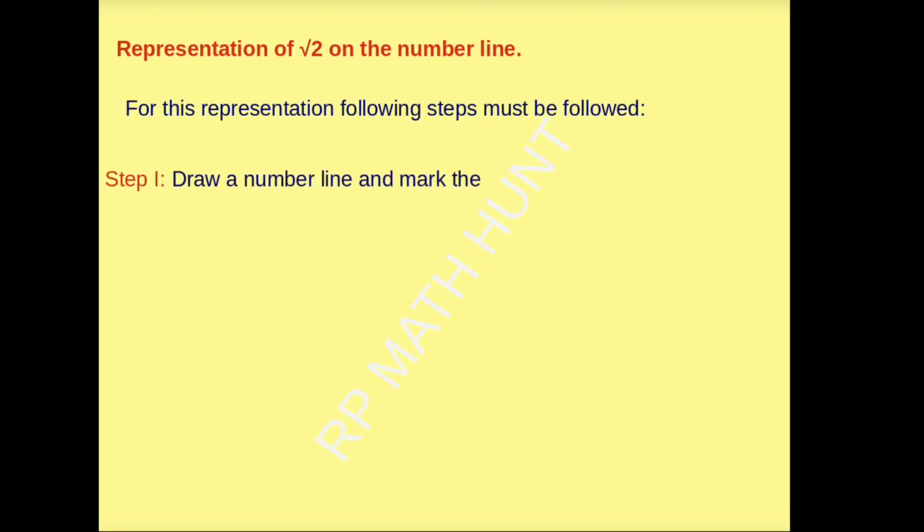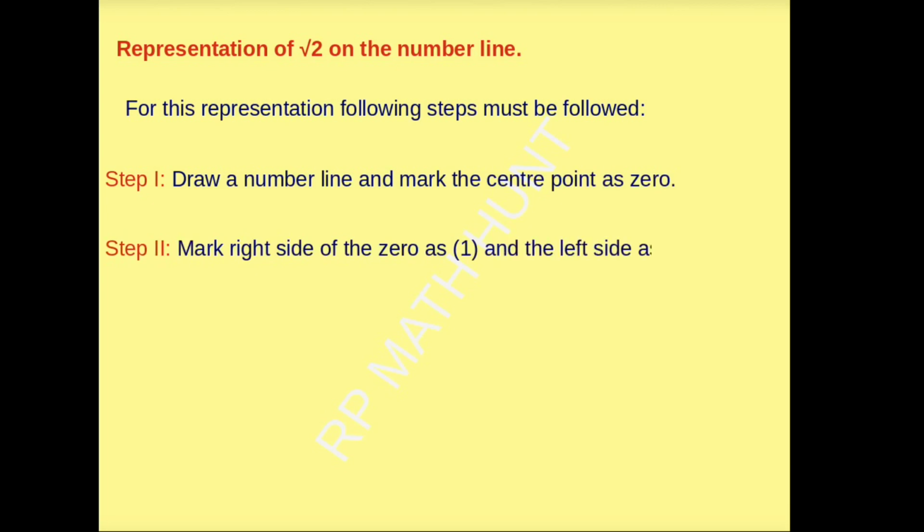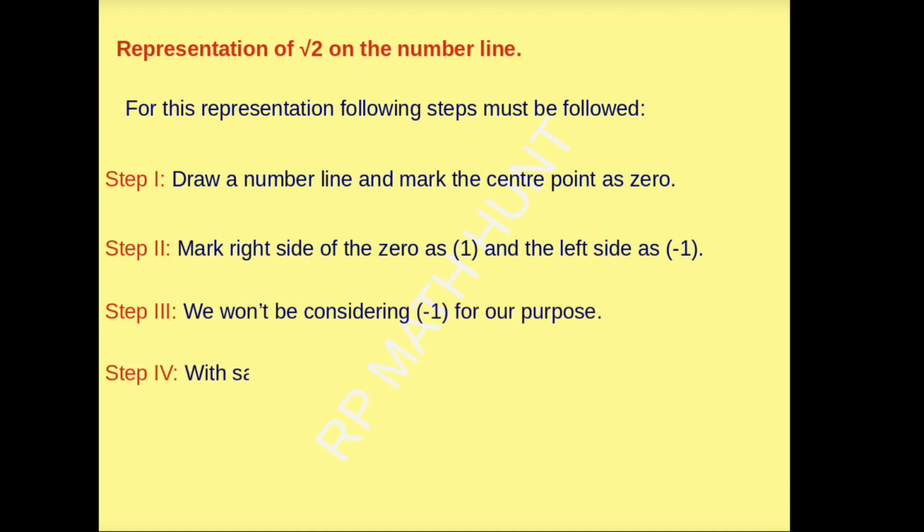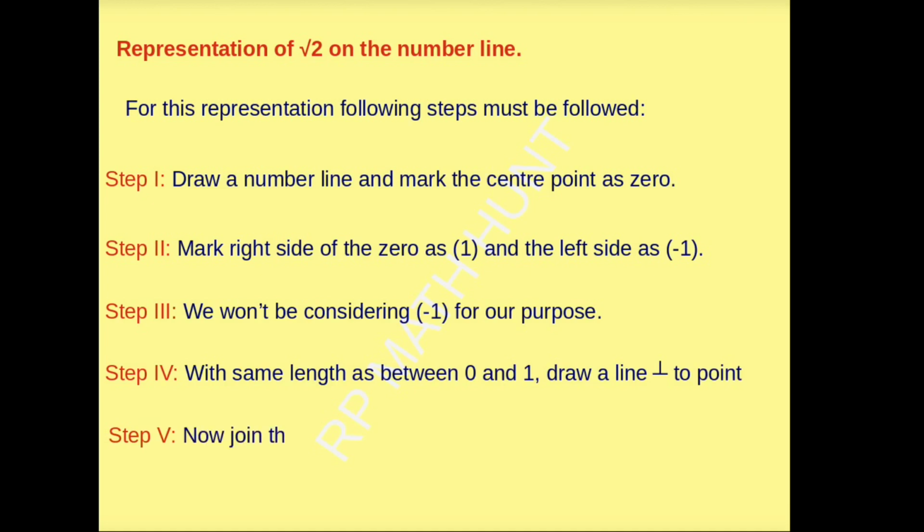Step 2: Mark the right side of 0 as plus 1 and the left side of 0 as minus 1. Step 3: We won't be considering minus 1 for our purpose. Step 4: With the same length as between 0 and 1, draw a line perpendicular to the point. Step 5: Now join the point O and the end point of the new line of unit length 1, such that the new line has a length of 1 unit.